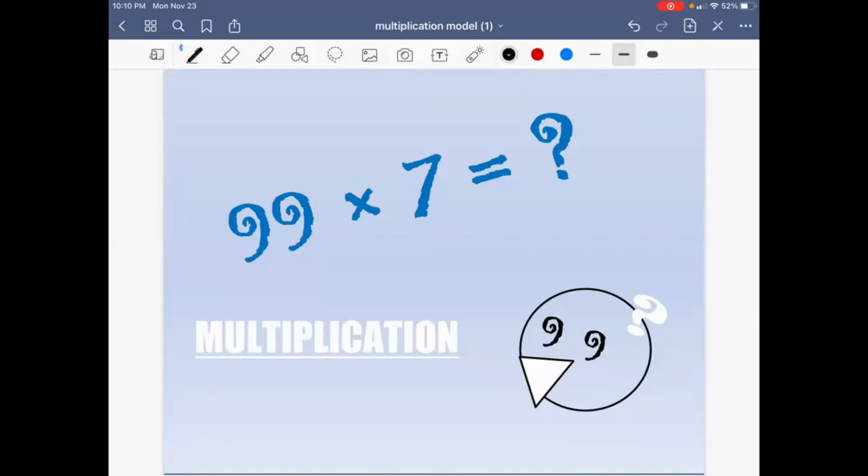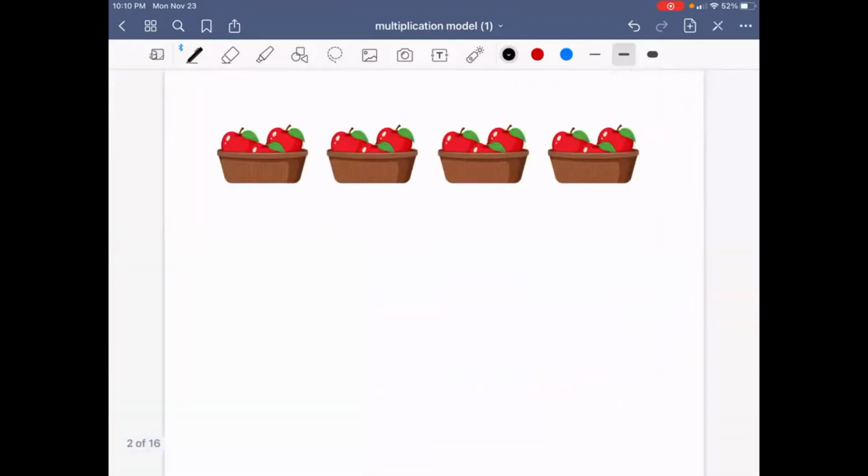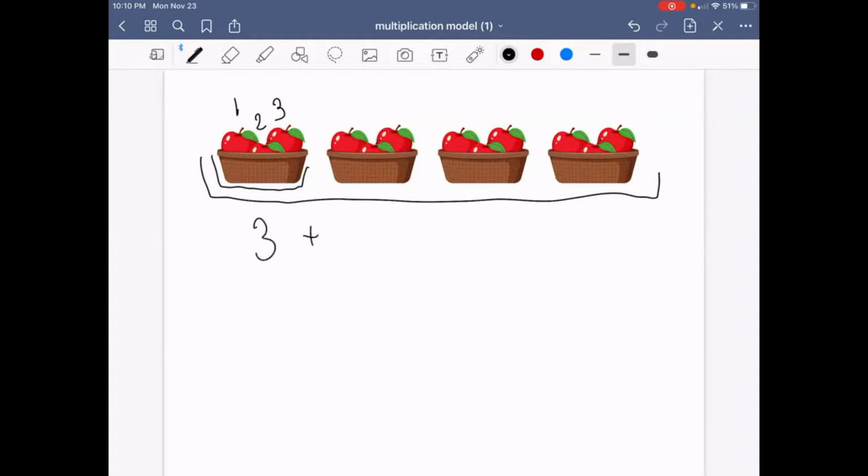So let's begin. Imagine you have 1, 2, 3 apples and they're in a basket. And imagine you have 4 of these baskets. How many apples do you have? Well, we can get this using our addition skills and do 3 plus 3 plus 3 plus 3. And we get 12. Seems pretty simple and easy, right?